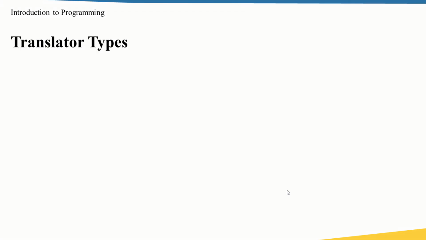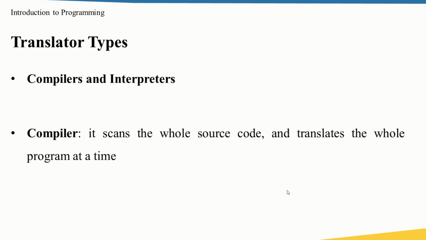Mainly, there are two types of translators. We have compilers and interpreters. First, let's start talking about compilers. A compiler scans the whole source code and translates the whole program at a time, and then this program will be sent to the CPU for execution.